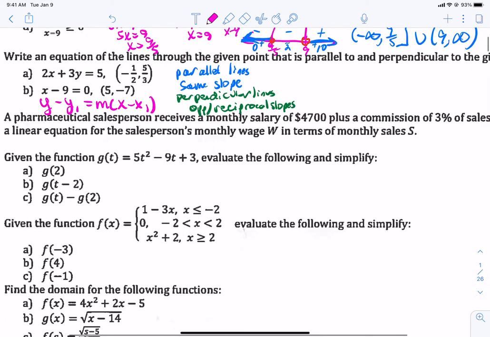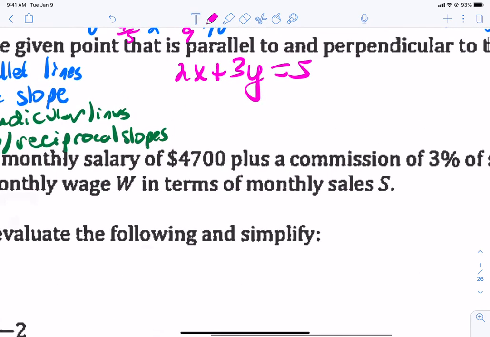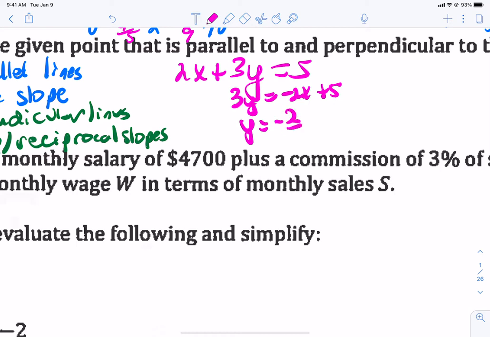The original line, 2x plus 3y equals 5. Let's do a little rewriting. Let's solve it for y. And so we get -2x plus 5 on the right side. And then if we divide off the 3, we get that. Now the only thing we care about is this number right here, that -2/3.